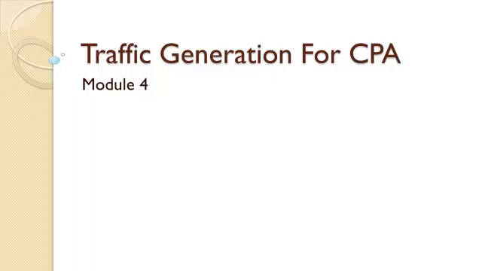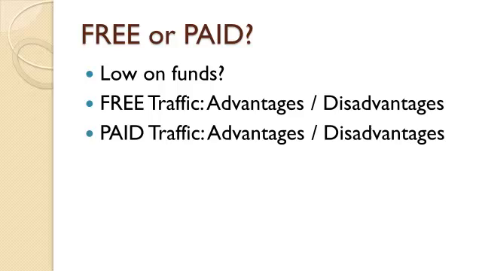Now that we've gone over making your landing page, you're going to need to be able to send traffic to it. So I'm going to go over two types of traffic: free traffic and paid traffic. If you're low on funds, obviously you're going to want to do free traffic. But as you test your offers and start to find that you're converting really well, you're going to want to start doing paid traffic, because with paid traffic you can scale much faster, and frankly, you can make a lot more money. So again, if you're low on funds, you start with the free traffic.